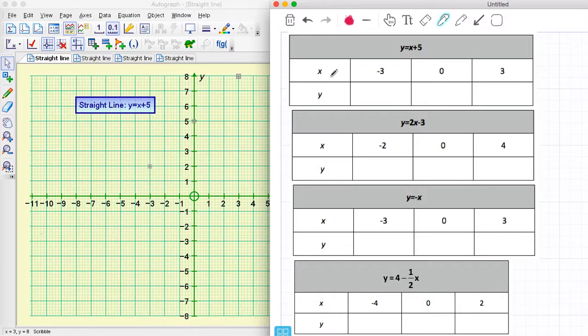So I pick 3 points of x from this graph and I spread them out a little bit, so I don't choose 0, 1 and -1. And what I want to do is now work out the y coordinate. So y equals x, and in this case x is -3. So we're going to make it -3 plus 5. So -3 plus 5 is 2.